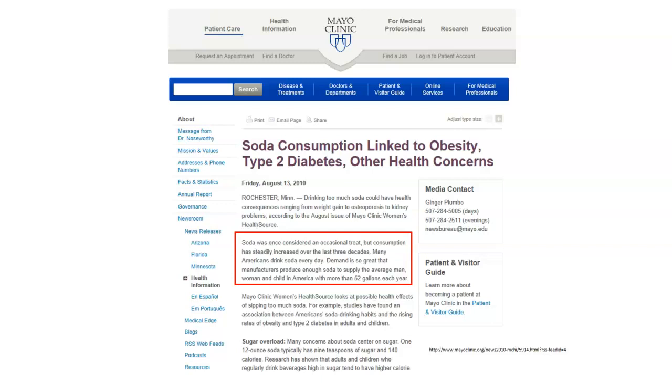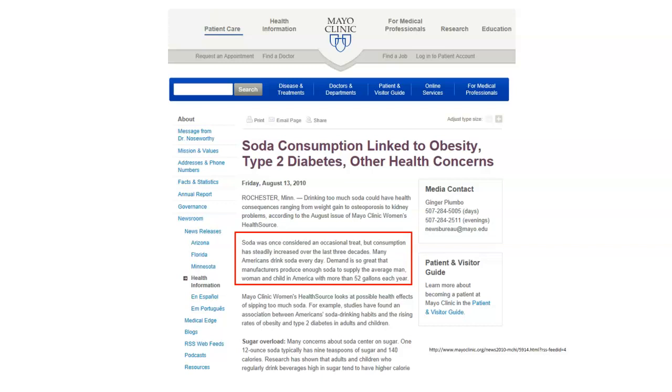If we look at this article from the Mayo Clinic, we can see soda consumption is linked to obesity, type 2 diabetes, and other health concerns. Now, nowadays, a lot of times they use high fructose corn syrup for soda, but the same problem happened when they used table sugar. And other products, for example, lots of your iced tea drinks, they're going to use table sugar nowadays. It's going to link to the same problems.